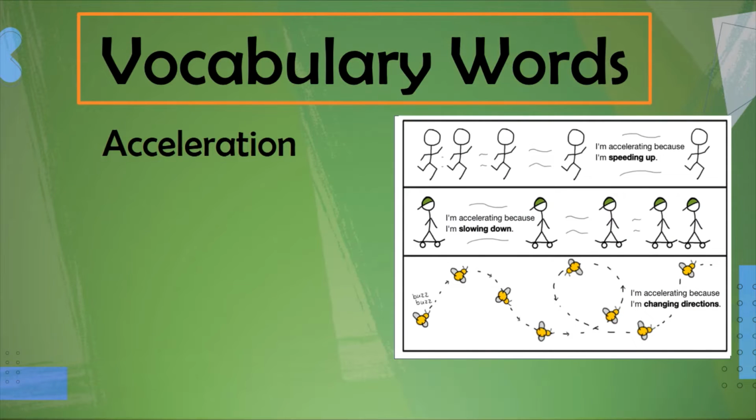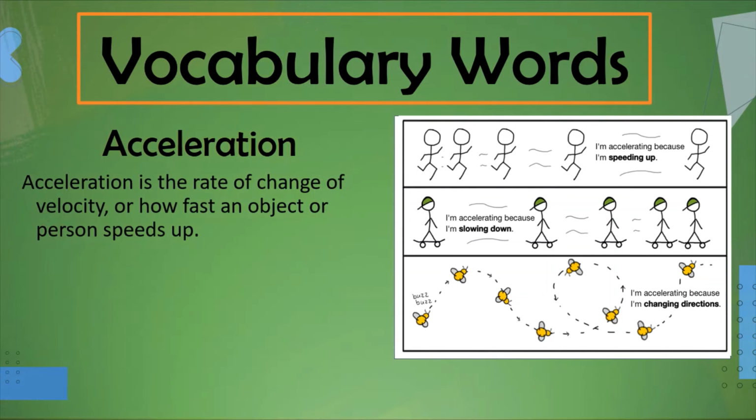The next word is acceleration. Acceleration is the rate of change of velocity, or how fast an object or person speeds up. Like in the first picture, a man is walking and jogging and then transitions into running and accelerating very fast. It means speeding up. So that is what we call acceleration.